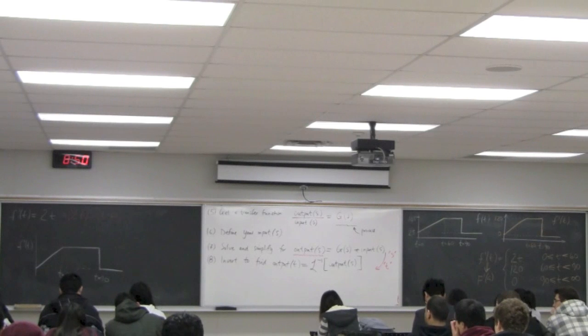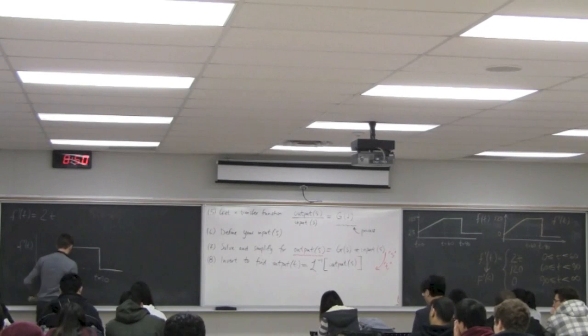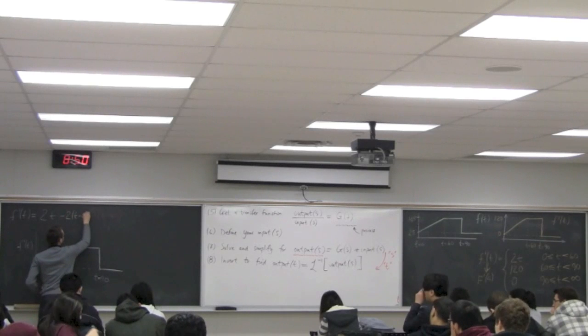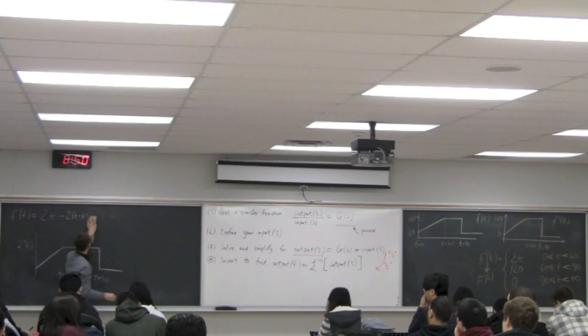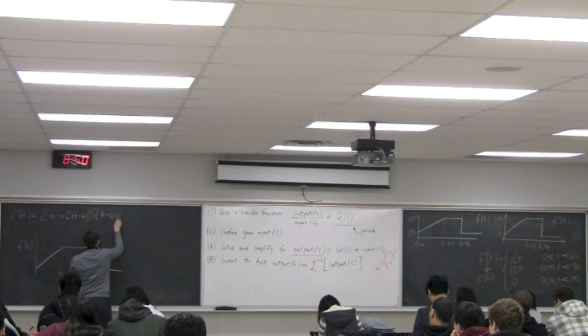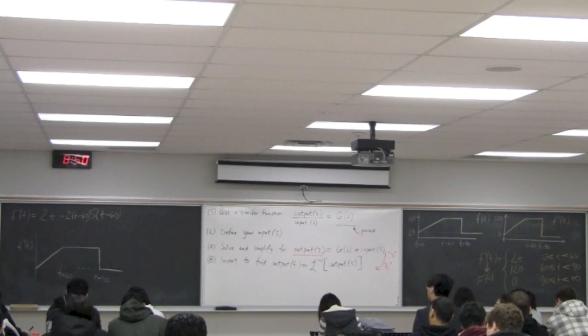So let's take a look at the alternative. If it's minus 2 times t minus 60, multiplied by the switch function, s of t minus 60, what is the value of that function at time 61?